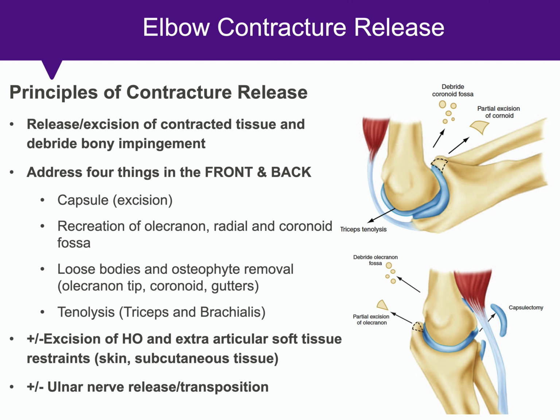If there is HO or extra-articular soft tissue restraints, they have to be excised, and depending upon the situation, the ulnar nerve will have to be released or transposed.